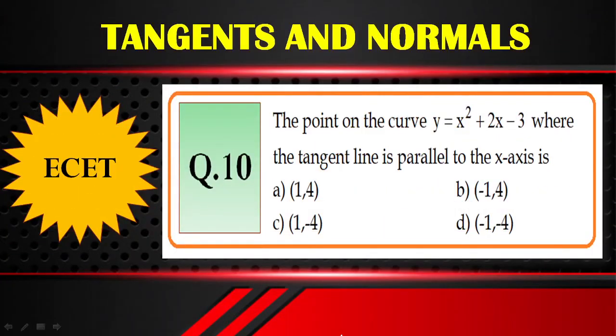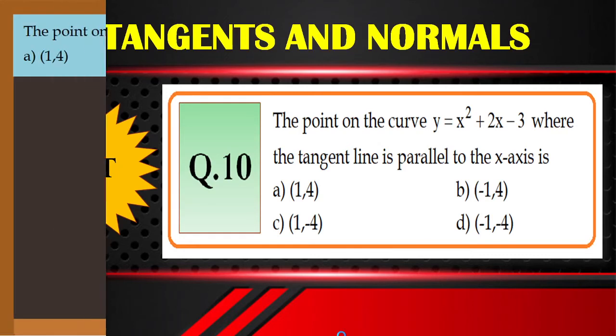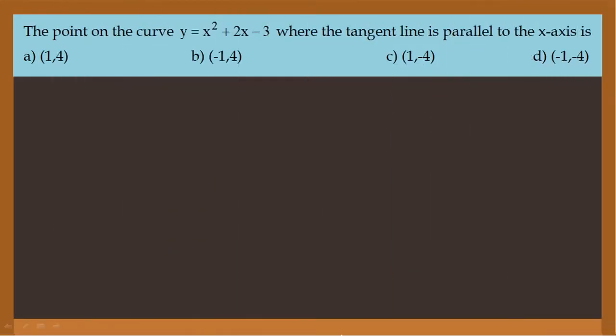Dear students, see question number 10. Read the question and write it. The question is: the point on the curve y equals x square plus 2x minus 3, where the tangent line is parallel to the x-axis, is? The options are (1, 4), (minus 1, 4), (1, minus 4), (minus 1, minus 4). Let us find this.